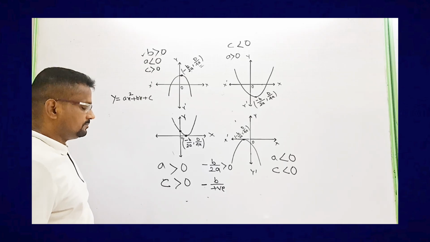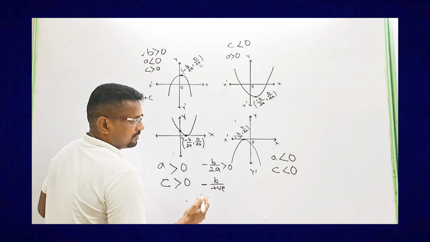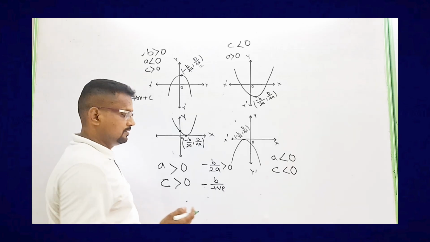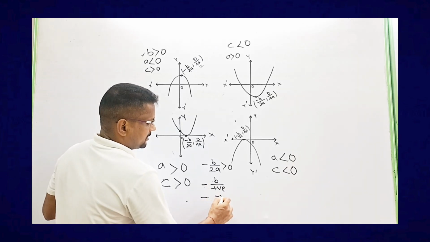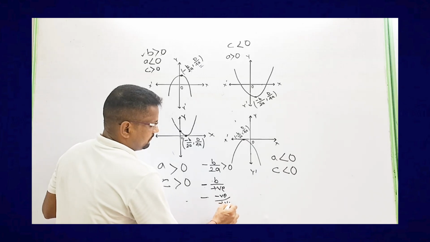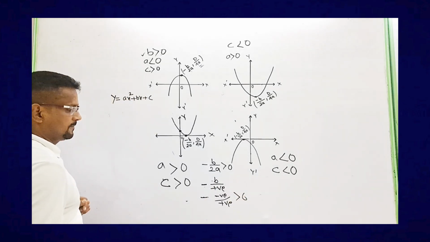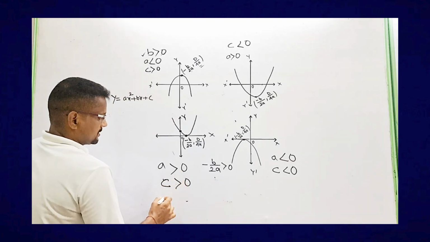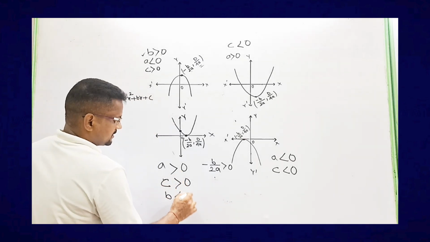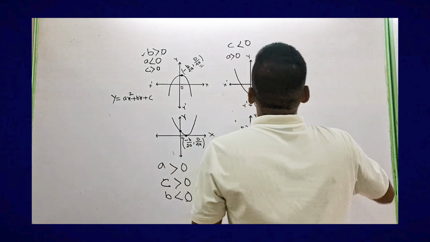Now see, if you take the b value as a negative number, then minus minus will be plus. So if I take b as negative, then minus b by a positive number is minus minus plus, and the greater than 0 condition is satisfied. So here it is confirmed that b is negative in this case. In this case, b is less than 0. I hope I could make it clear.